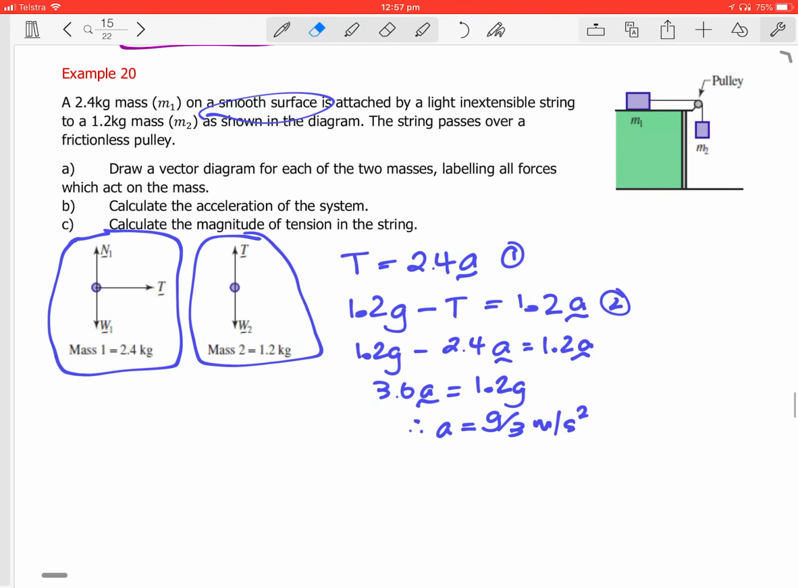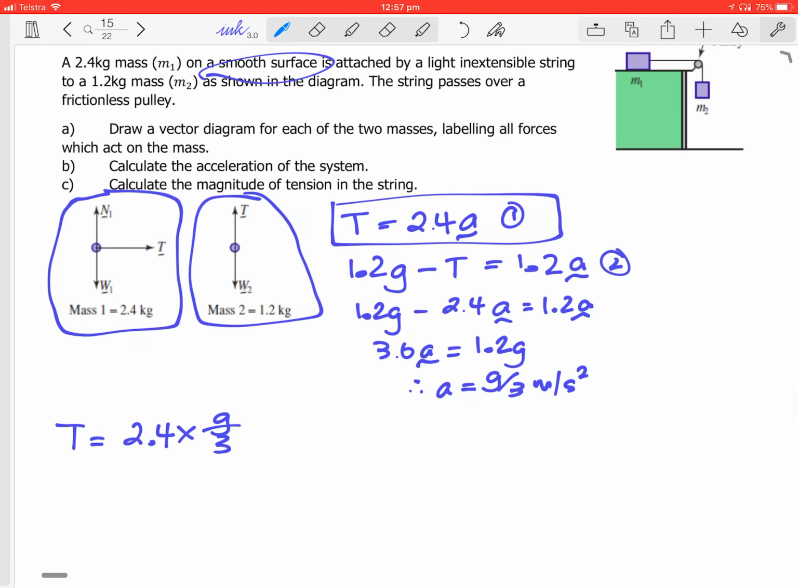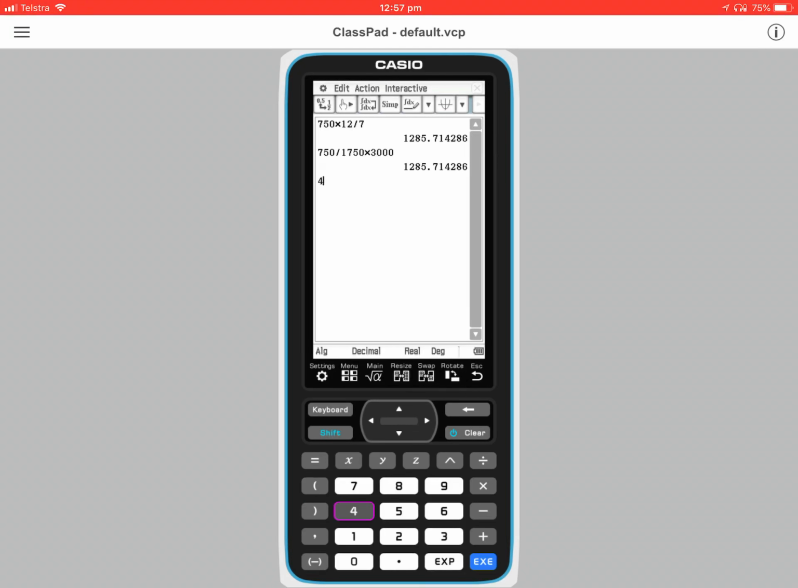Okay, calculate the magnitude of tension in the string. So what have we got to do that? We know what our acceleration is. So we know that our tension, when it says magnitude, because you've got the tension going in 2 different directions, so I would have my tension is equal to 2.4 times g on 3. So T equals, how many 3's go into that? 0.8. So 8 on 10, 4/5 g newtons. Or, that's 4/5 of g.